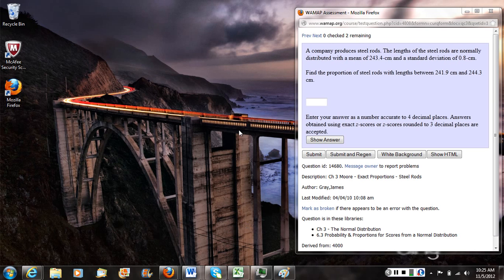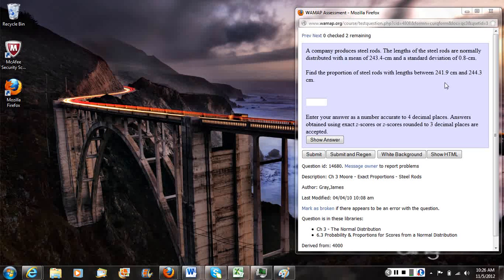In this video we'll be solving the Chapter 3 problem here. A company produces steel rods. The lengths of the steel rods are normally distributed with a mean of 243.4 centimeters. So that's the average length of the rods produced by the company, and a standard deviation of 0.8 centimeters. And they want to know what proportion of rods they produce have a length between 241.9 centimeters and 244.3 centimeters.